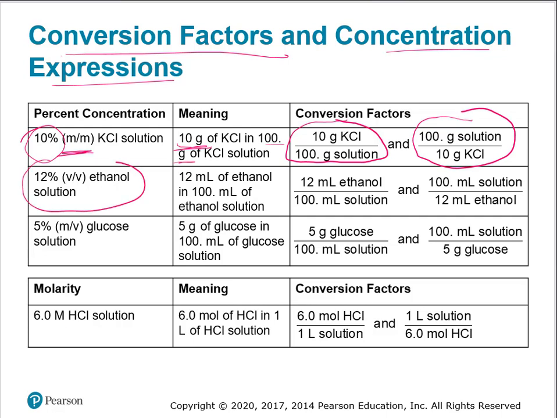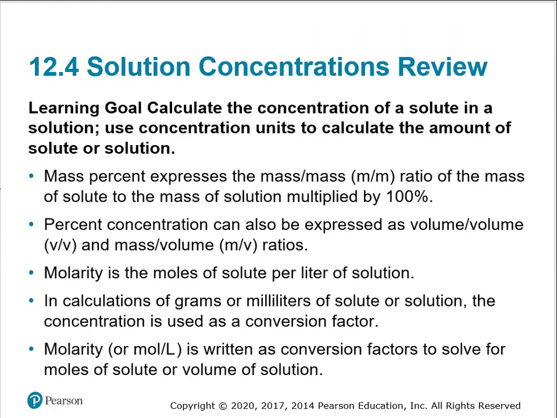Take a minute to look and see what that 12% volume ethanol solution means, 5% mass volume glucose solution is, and what 6.0 m, or molarity, of HCl solution means, and those conversion factors. And then look at the review to make sure you understand everything.